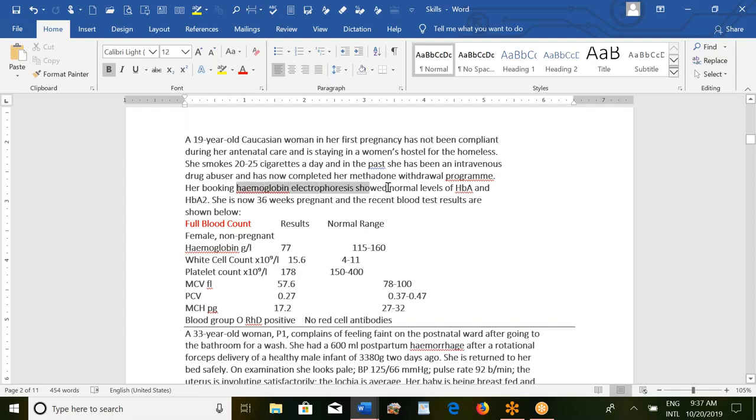See her booking, where is the electrophoresis? They said it was normal. So this is iron deficiency anemia then. Severe iron deficiency anemia, because the hemoglobin is 7.7. Yes, this is iron deficiency, but regarding what you said first, by definition, when do we call it thalassemia?